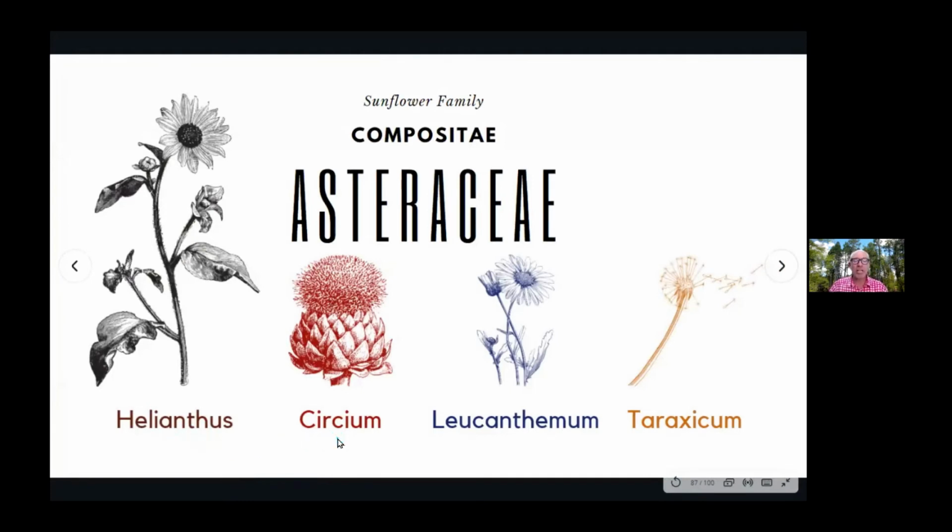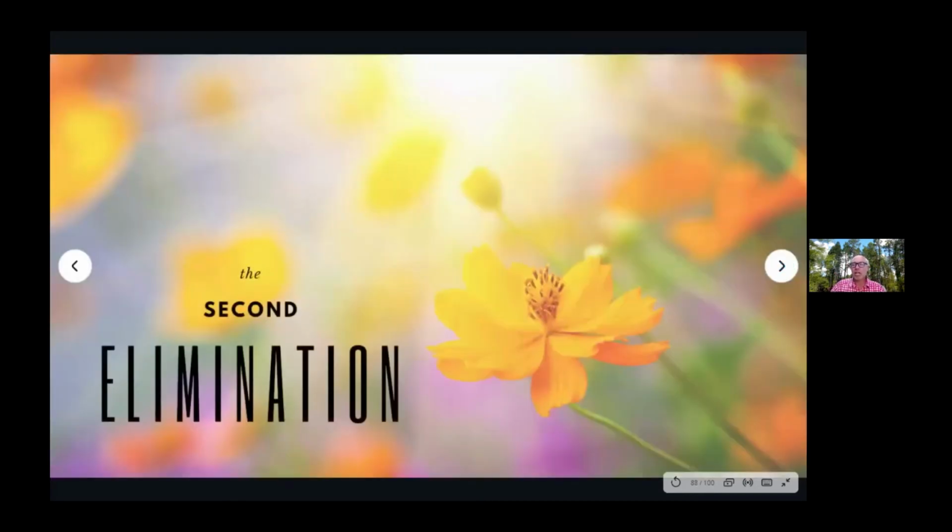Thistles belong in this family. And by extension, artichokes are in the Asteraceae. We actually eat the unopened flower bud of a type of thistle. Leucanthemum are the daisies, the oxeye daisies, the wildflowers. And even dandelions are a member of the Asteraceae. So their inflorescences are put together. They are this composite of tiny little flowers all crowded onto a stage, if you will.